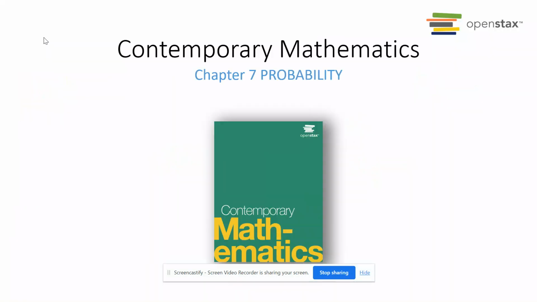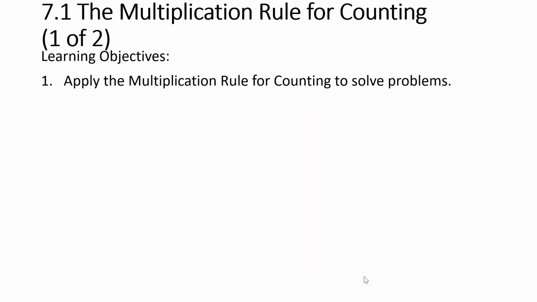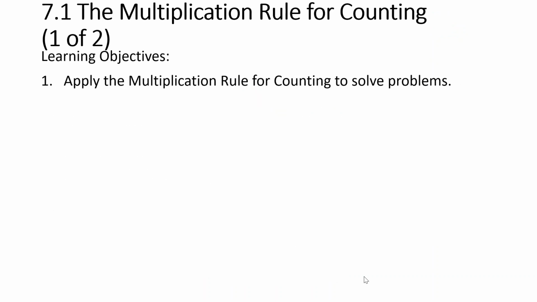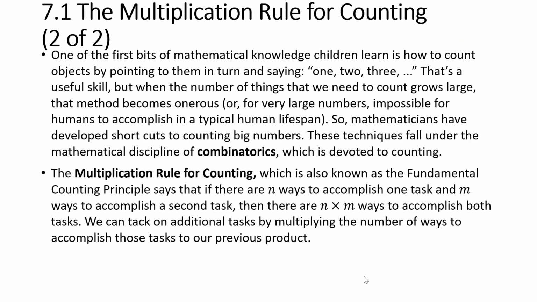All right, y'all, we are jumping into chapter 7, which is all about probability. So what we want to be able to do is figure out and apply the multiplication rule for counting to solve problems. This is often referred to as the fundamental counting principle, and I promise that you've encountered problems like this before, just maybe not in this same sort of phrase.